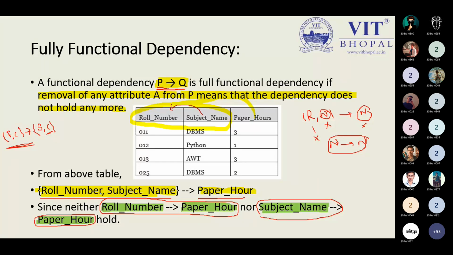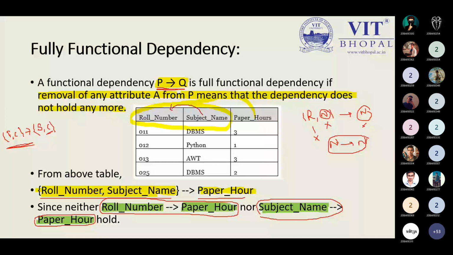Suppose it is a Python programming paper. So we have 1 hour because it is programming. So the student has to appear within 1 hour only. But a DBMS student has to appear for 3 hours because it is a lengthy paper, so the student has to spend a long time. But if I remove one attribute, the dependency will not hold any more. So that is the dependency we have, the fully functional dependency. If you remove anything, then the dependency should not hold any more.